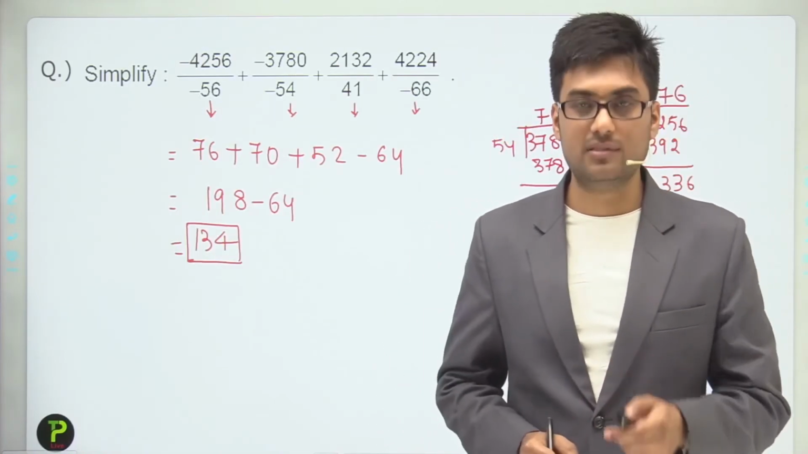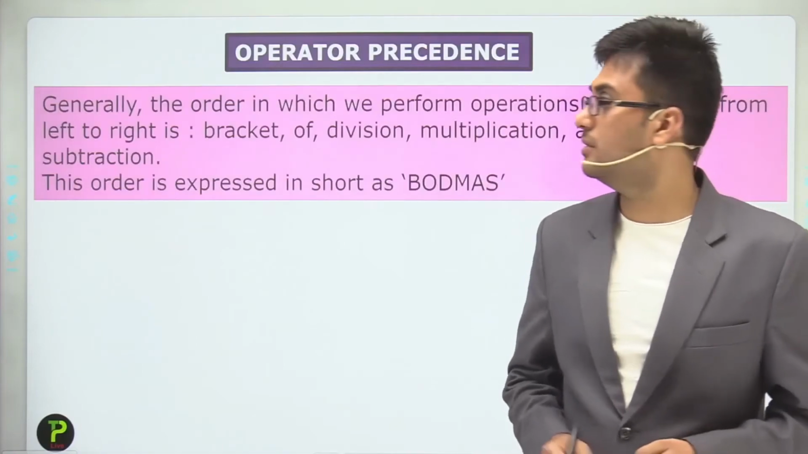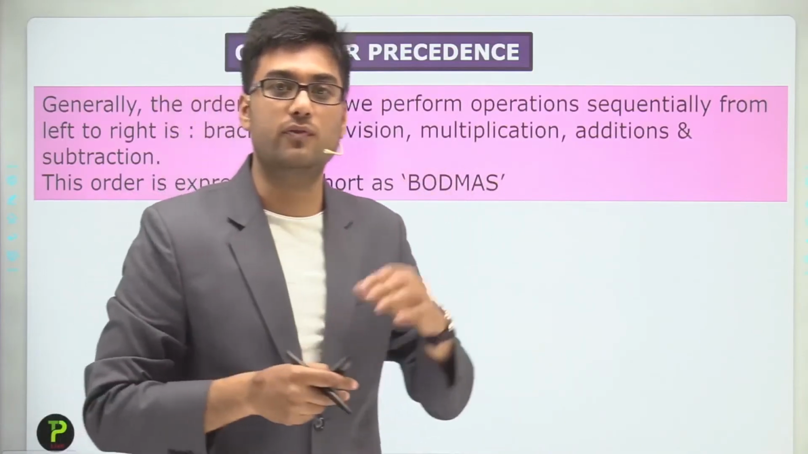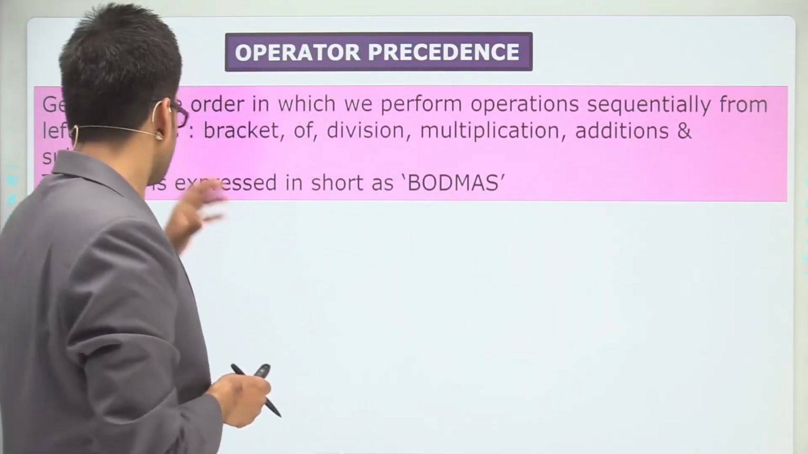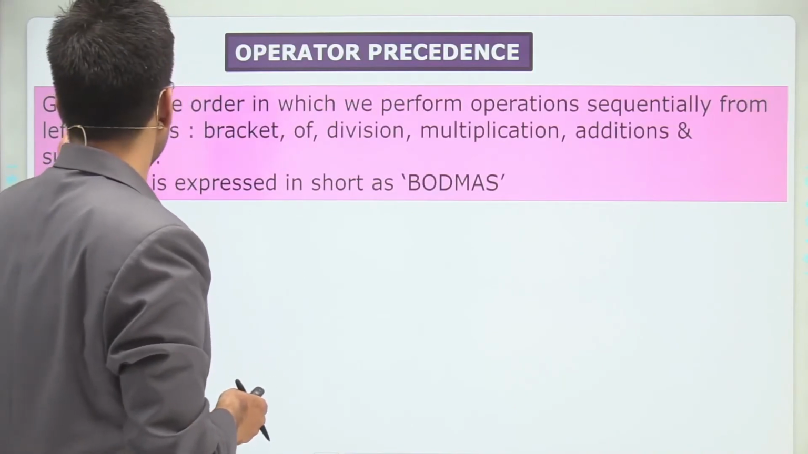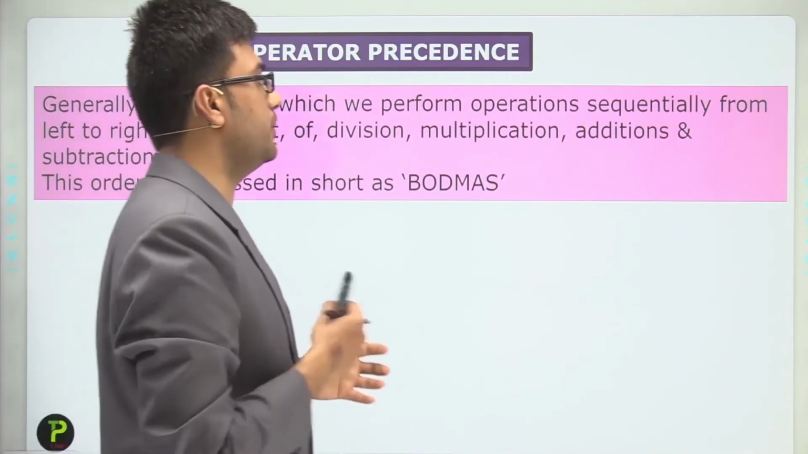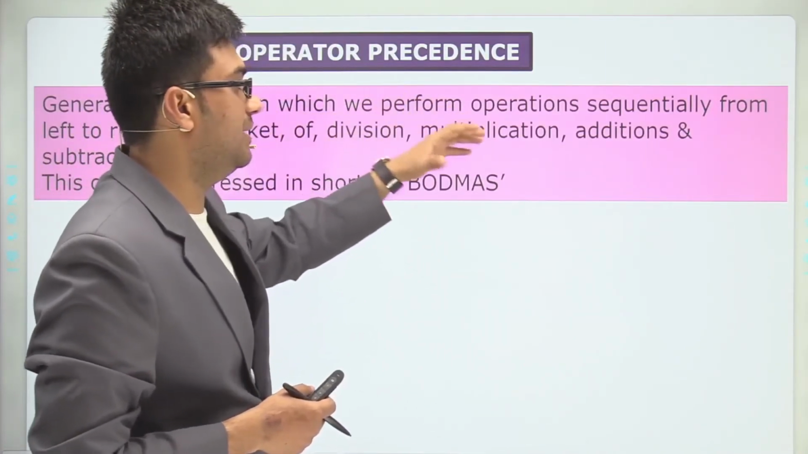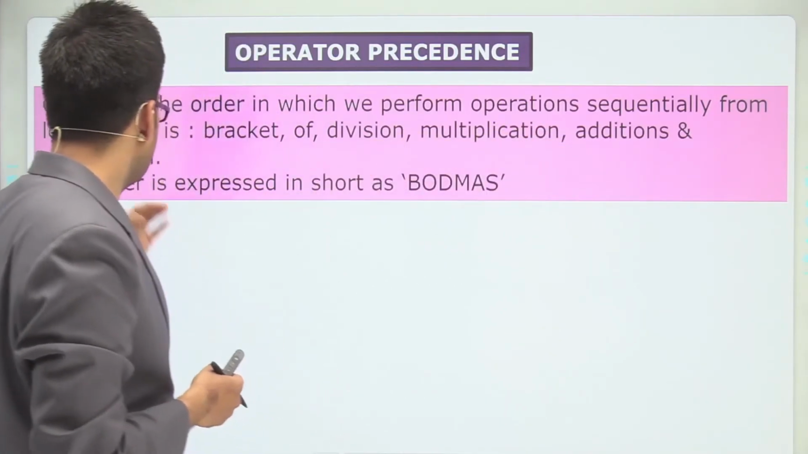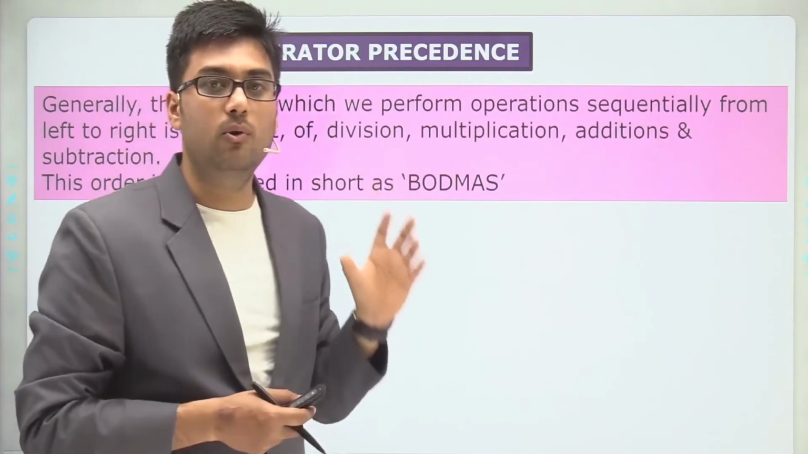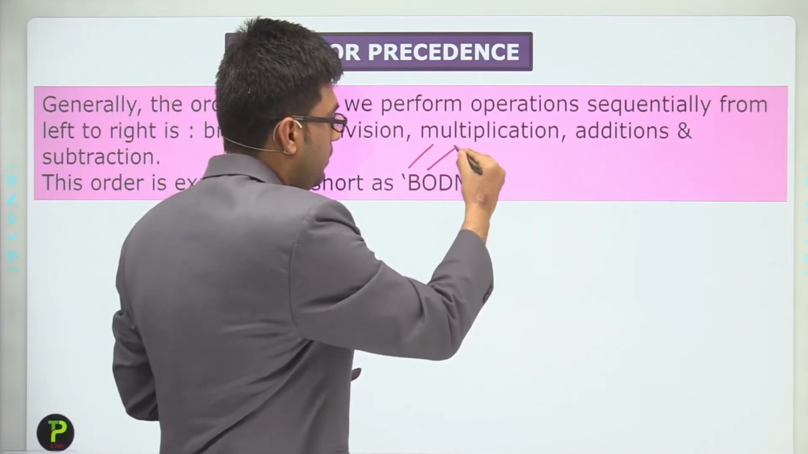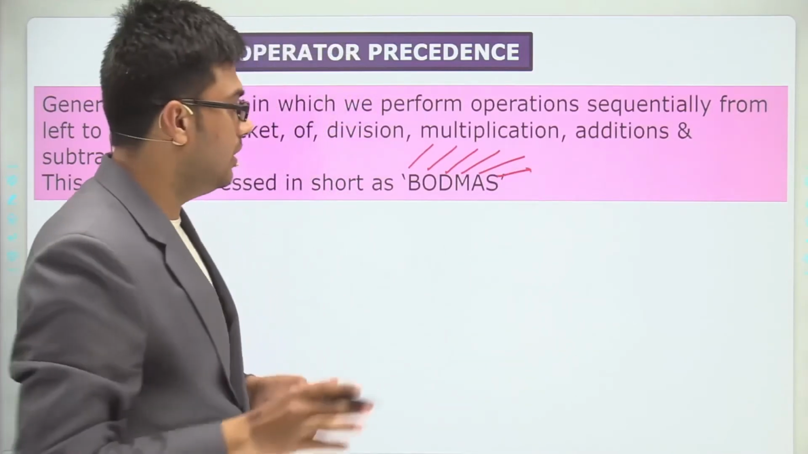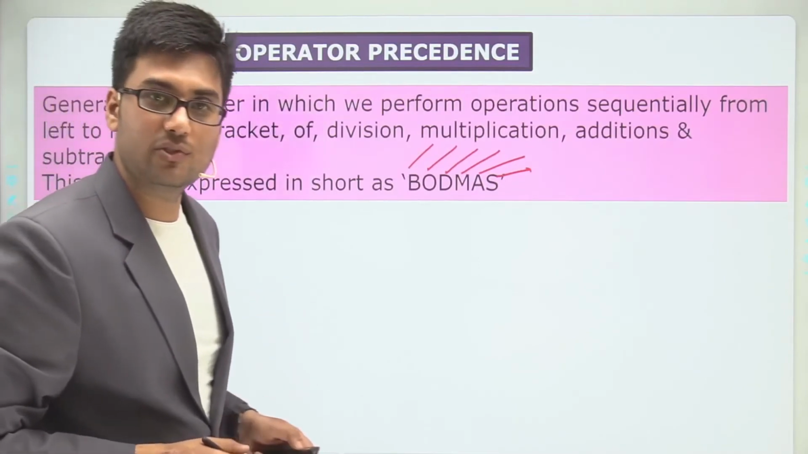So now after this question, let's discuss operator precedence. Students, we have knowledge of operator precedence because we already discussed it. So let's revise the operator precedence. Generally, the order in which we perform operations sequentially from left to right is bracket, of, division, multiplication, addition and subtraction. This is expressed in short as BODMAS. Bracket of division, multiplication, addition and subtraction. Clear?